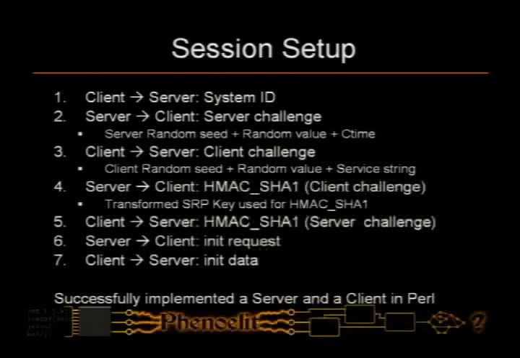When an enterprise server gets online and wants to talk to RIM, it goes ahead and, like the client, in this case the enterprise server, talks to the RIM server and sends a system ID, and gets a server challenge back, and then sends a client challenge over there, and it gets an HMAC SHA1 transformed SRP key, and that's basically the authentication.